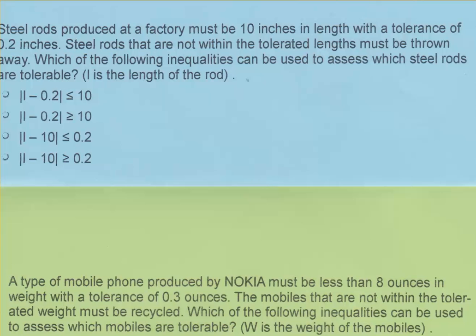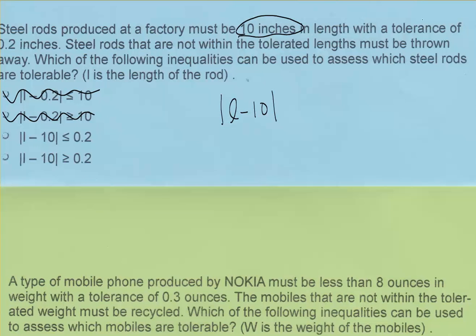The next one says a steel rod produced at a factory must be 10 inches in length with a tolerance of 0.2 inches. Steel rods that are not within the tolerated lengths must be thrown away. Which of the following inequalities can be used to assess which steel rods are tolerable, if L is the length of the rod? Okay, so the thing that it must be is 10 inches. So we know that it's going to be the absolute value of L minus 10, no matter what. So we can automatically take off these top two. We know those are not right, because 10 inches is what it has to be.